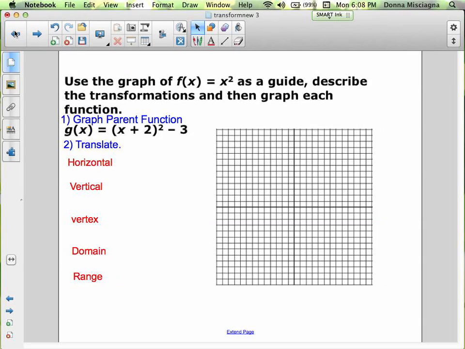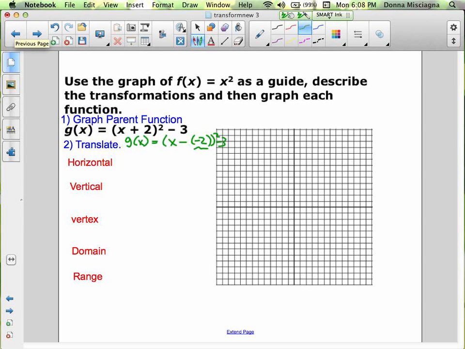All right, so when we see a plus, we know that what we really have, I'll write in red, not green, we really have g of x equals x minus a negative 2 squared. All right, so that part there is the horizontal translation. So that means the graph is going to translate or shift 2 units left.